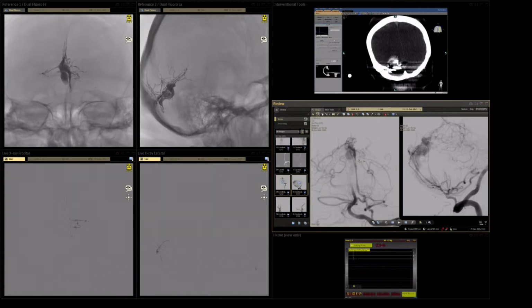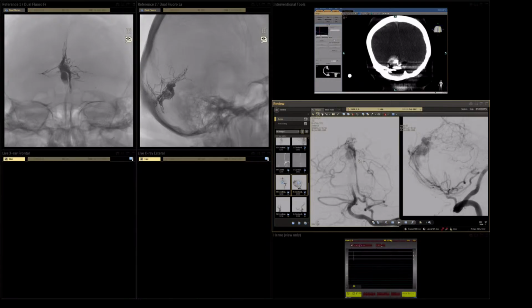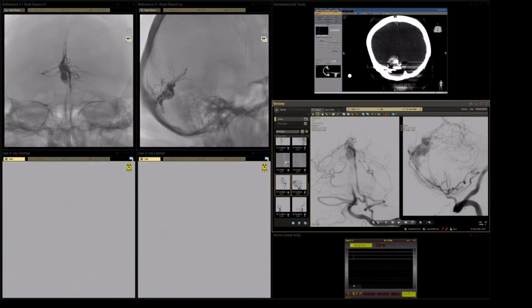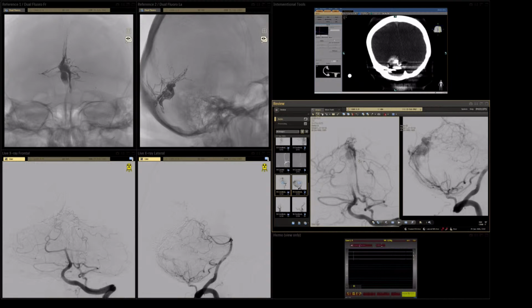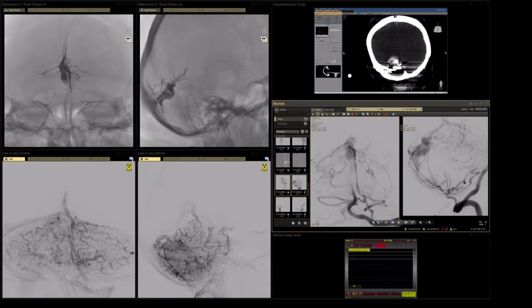It's also refluxing and also going to the MMA territory. Okay, let's do one more run, check, and then decide. Yes, the branch is no more supplying, and you can see the venous congestion now.